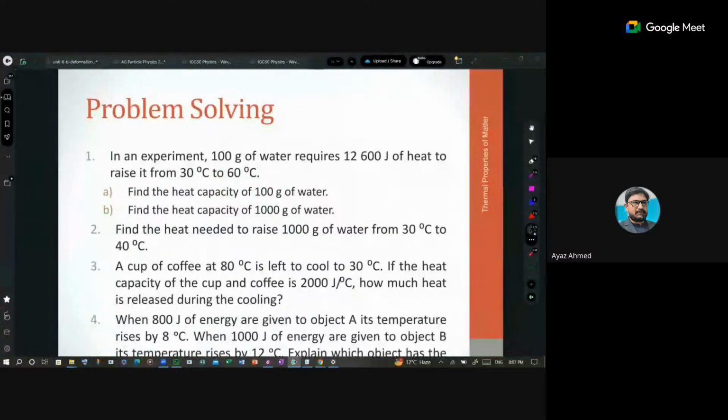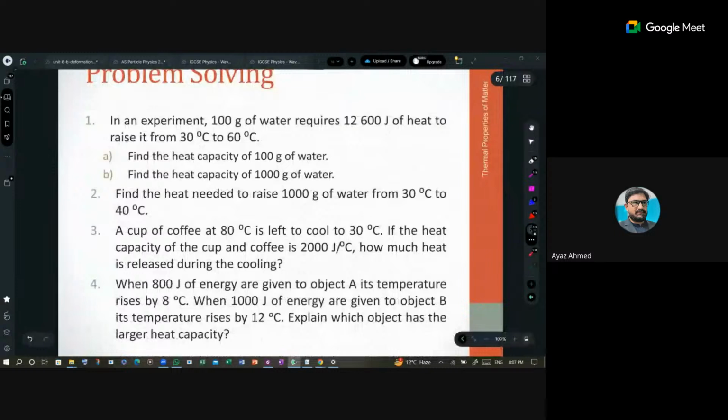Here are so many problems to be solved. I believe they would be time taking, but I will go through a few of them. In an experiment, 100 gram of water requires 12600 joules of heat to raise its temperature from 30 to 60 degrees centigrade. Find the heat capacity of 100 gram of the water. Find the heat capacity of 1000 gram of the water. As I told you, it is not for 1 kg. So which equation will you use? Q equals C delta theta, or Q is equal to C delta T.